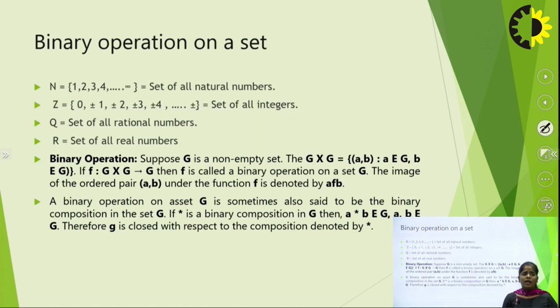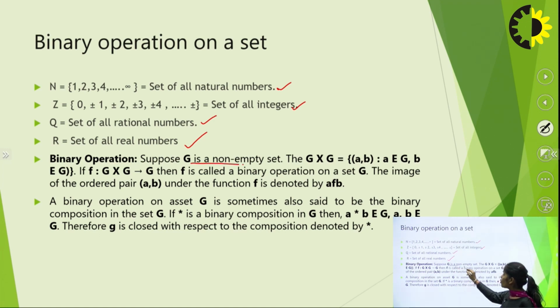Now come to the second topic, that is binary operations on a set. As we all know, what is a set? A set is a collection of distinct elements. Here there are so many sets given, like N, which is the set of natural numbers, Z is the set of integers, Q is the set of rational numbers, and R is the set of real numbers. So what is a binary operation?